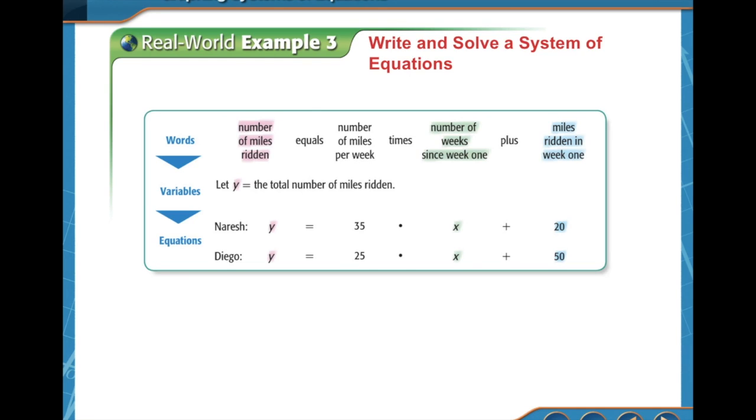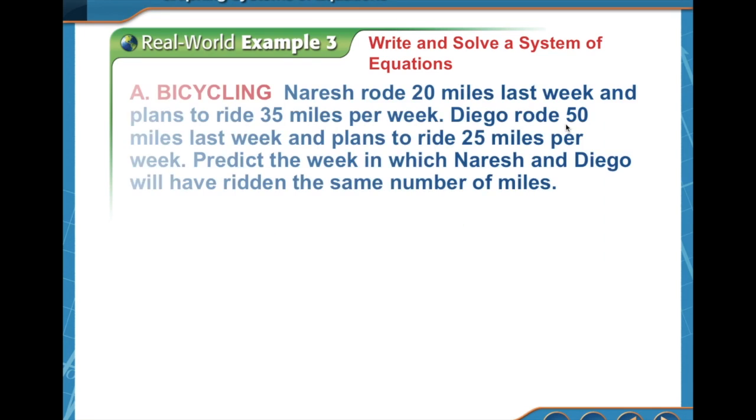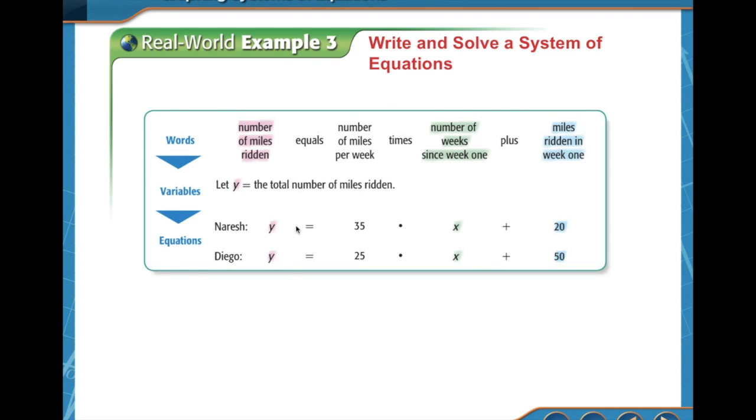Okay, so that whole paragraph can be rewritten as two equations. The number of miles they will ride, we call that Y, will be equal to the number of miles they ride each week times the number of weeks that go by plus the number of miles that they already rode. And here's that scenario. So Naresh is going to ride 35 miles times each week, plus he already rode 20. Diego is going to ride 25 miles each week, plus he already rode 50. So these are the two equations that we can pull out of that whole paragraph.